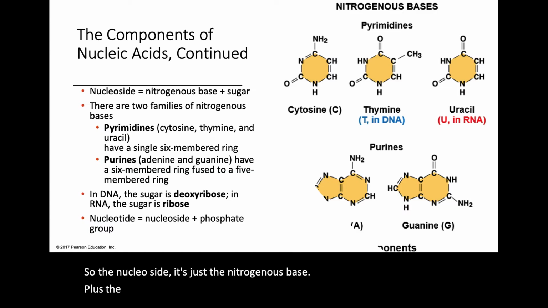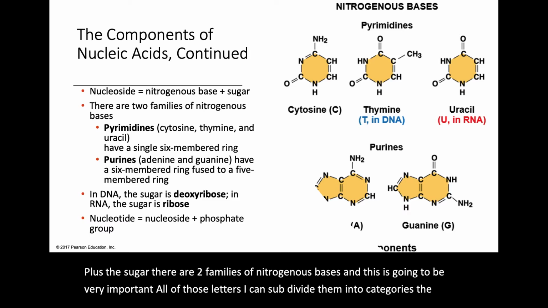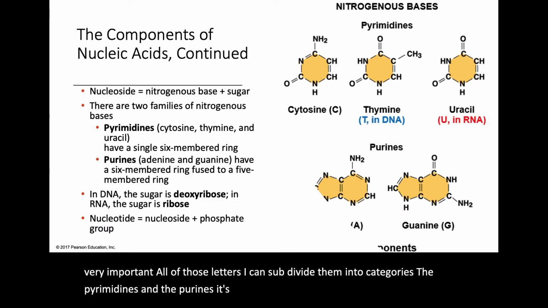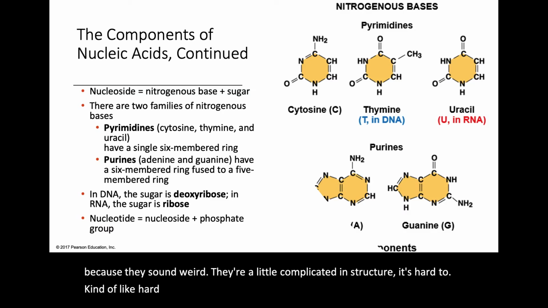There are 2 families of nitrogenous bases, and this is going to be very important. All of those letters I can subdivide into categories: the pyrimidines and the purines. It's very important to study those names because they sound weird. They're a little complicated in structure. It's kind of hard to remember them, so mnemonics help, keep that in mind.